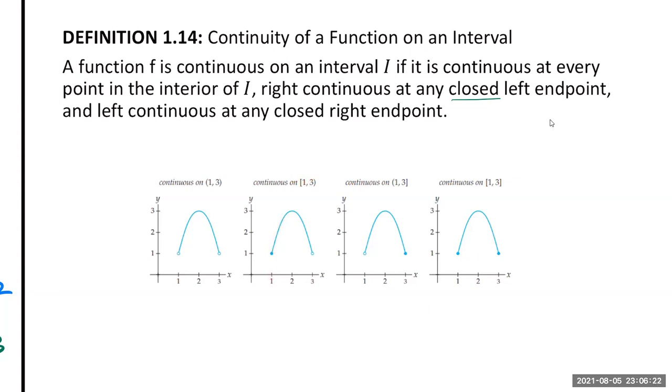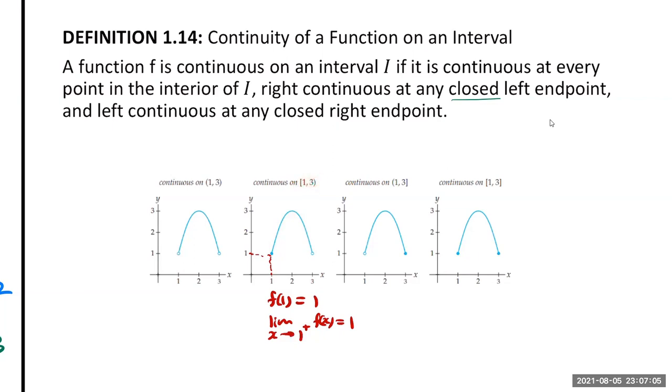Why is it right continuous? Because my function value at x is equal to 1, in other words, f of 1, is 1. It's clear. f of 1 is 1. And what is the right limit? The limit as x approaches 1 from the right-hand side of f of x is also 1. So that means it is right continuous at this closed left endpoint. So by definition, this is an example of a continuous function on the interval [1, 3), 1 included, 3 excluded.